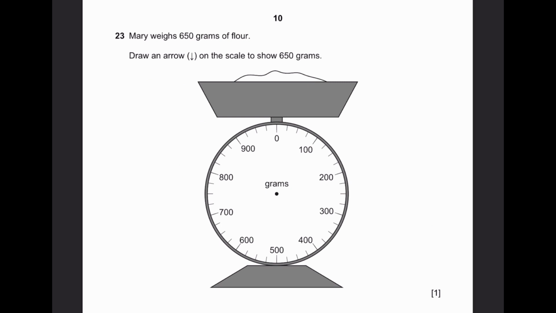Question 23. Mary weighs 650 grams of flour. Draw an arrow on the scale to show 650 grams. So 600 and 700 are over here. 650 is in the middle of those. So that means we have 1, 2, 3, 4 divisions. So 4 by 2, which is the middle, that'll be 2 divisions from 600. So 1, 2. This is the 650 grams division. I'll draw an arrow right here. That's the answer.